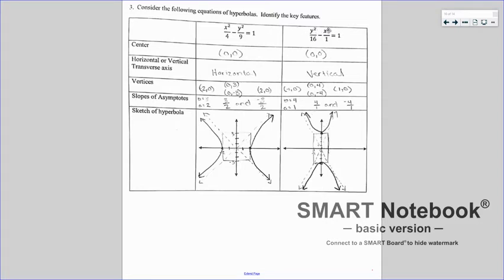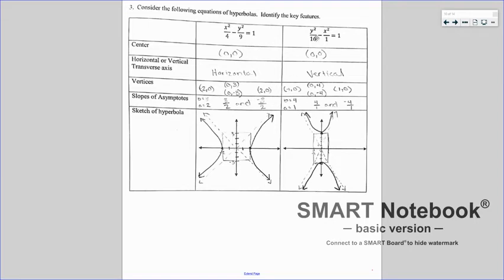This one's still centered at 0, 0. Now my horizontal radius is 1. My vertical radius is 4. So from 0, 0, I'm going to go left and right 1. From 0, 0, I'm going to go up and down 4. The slope on these are, I'm going to go up 4 over 1, and I'm going to go down 4 over 1. So I've got 4 over 1 and negative 4 over 1.